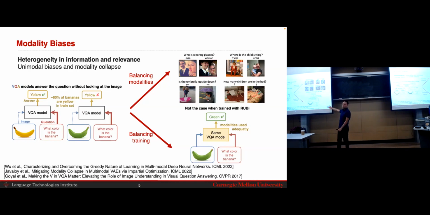Again, all of these seem to be heuristics to fix the problem. It doesn't really solve the fundamental challenge at hand, which is how do you measure the fact that different modalities have different amounts of information? But yeah, that's a big open question. So.